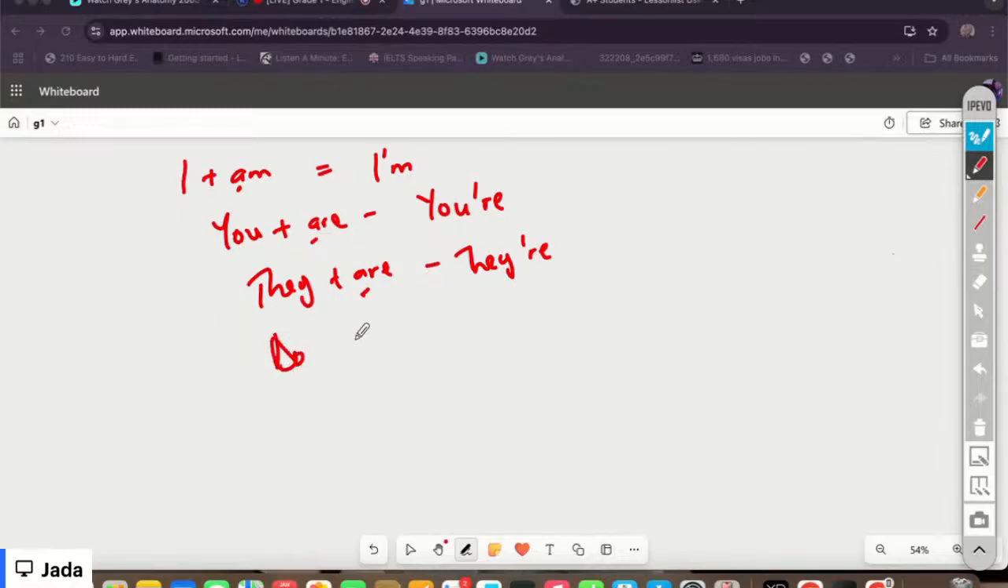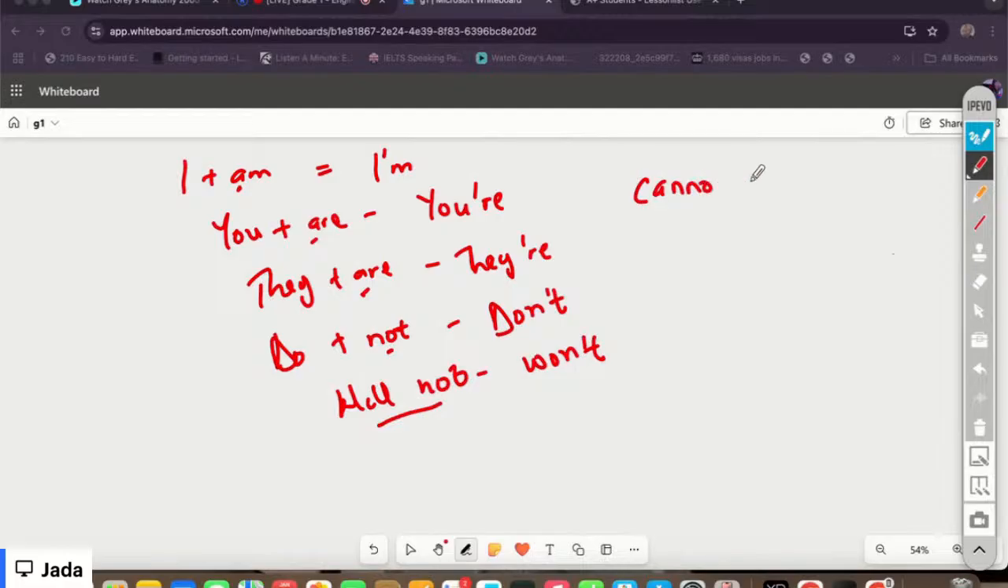Then we have do not. Do not becomes like this, with what is taken out? One of the O's is gone. Then we have will not. It becomes won't. So what is taken out? This is totally changing. This one is a very special contraction that changes. And then we have cannot, which becomes can't. Okay?